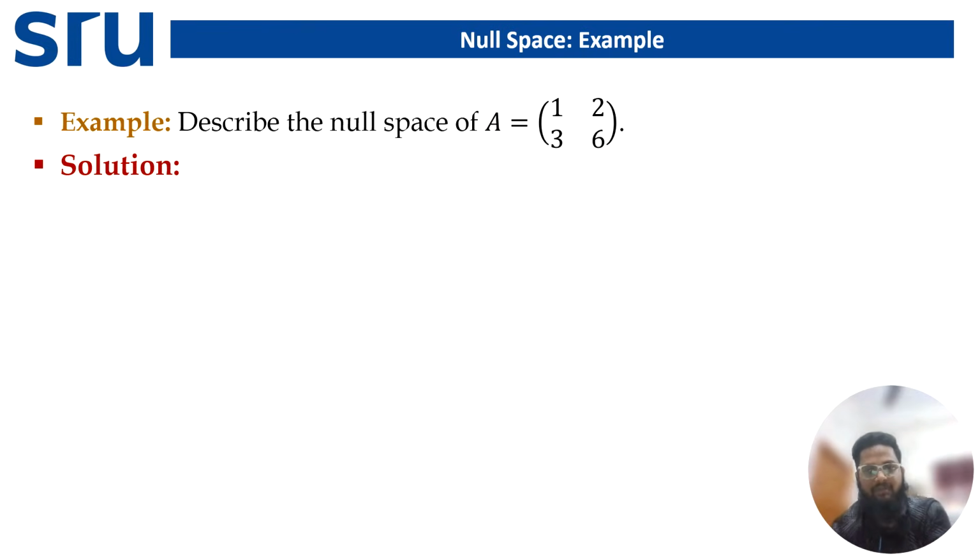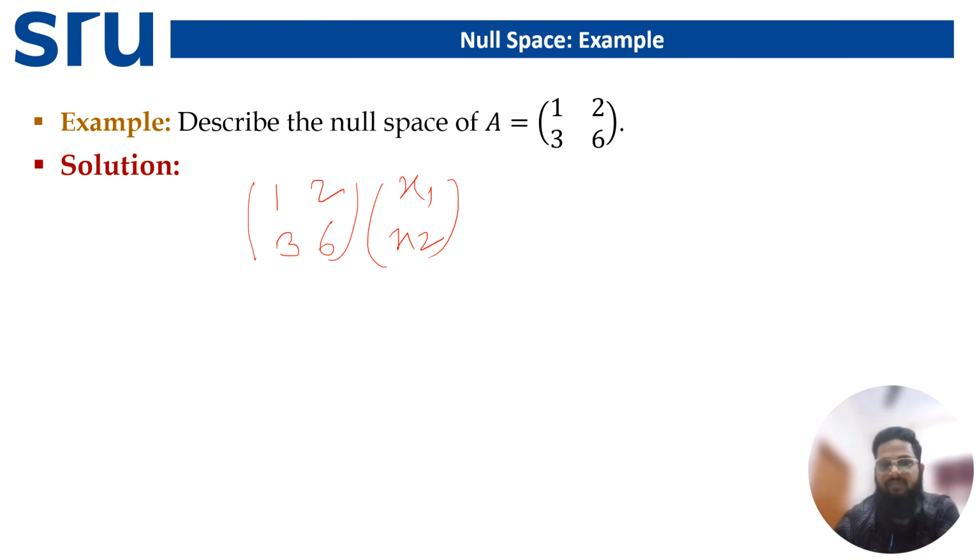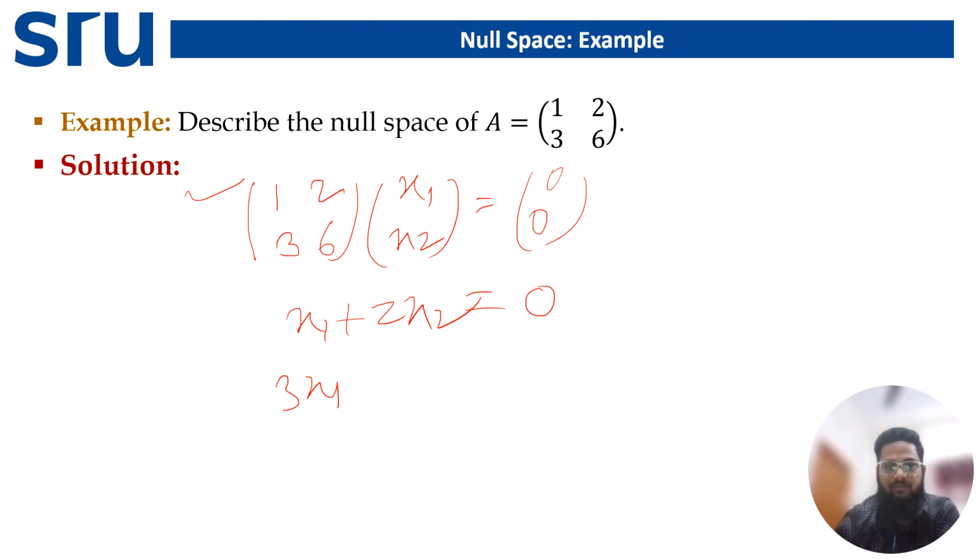So if you see this example, again, as I discussed, this is a 2 by 2 matrix. So definitely we will take a 2-element vector x1, x2, which must equal 0, 0. The solution of this will be called the null space. If we write the equation form here, you get x1 plus 2x2, this row and column multiplication, equal to the 0 vector. Similarly for the second row, 3 into x1, 6 into x2, row into column, is equal to 0.